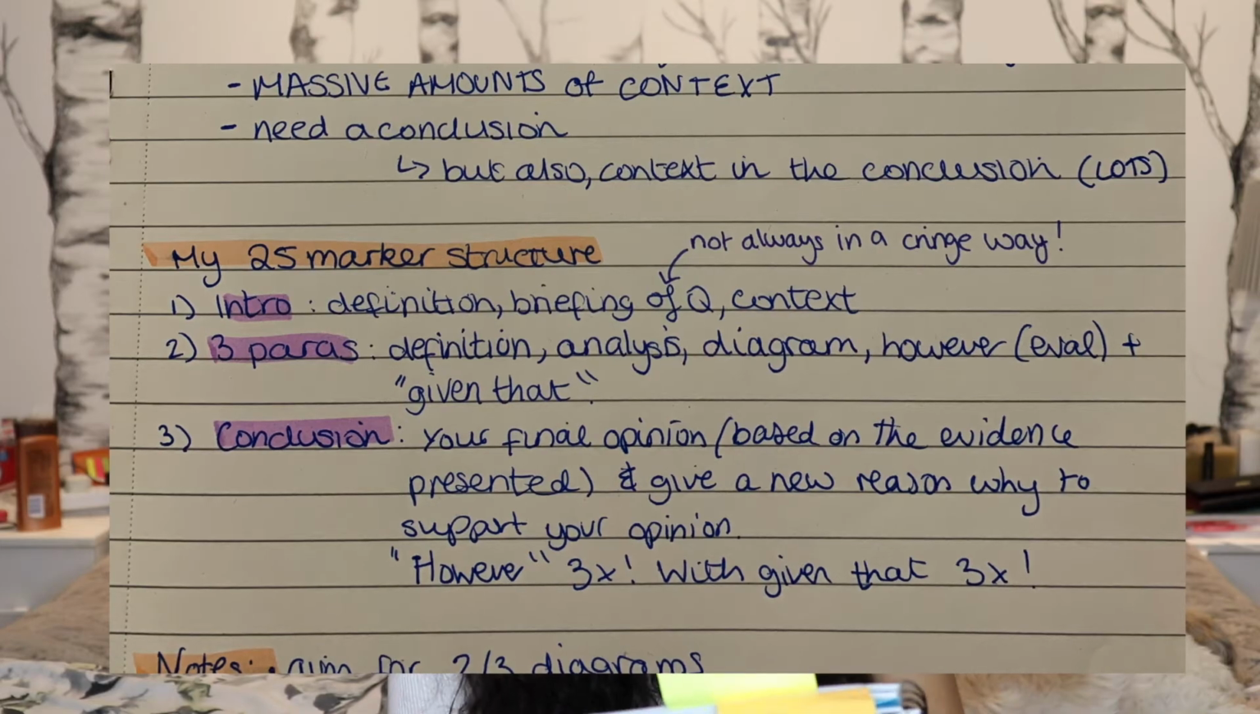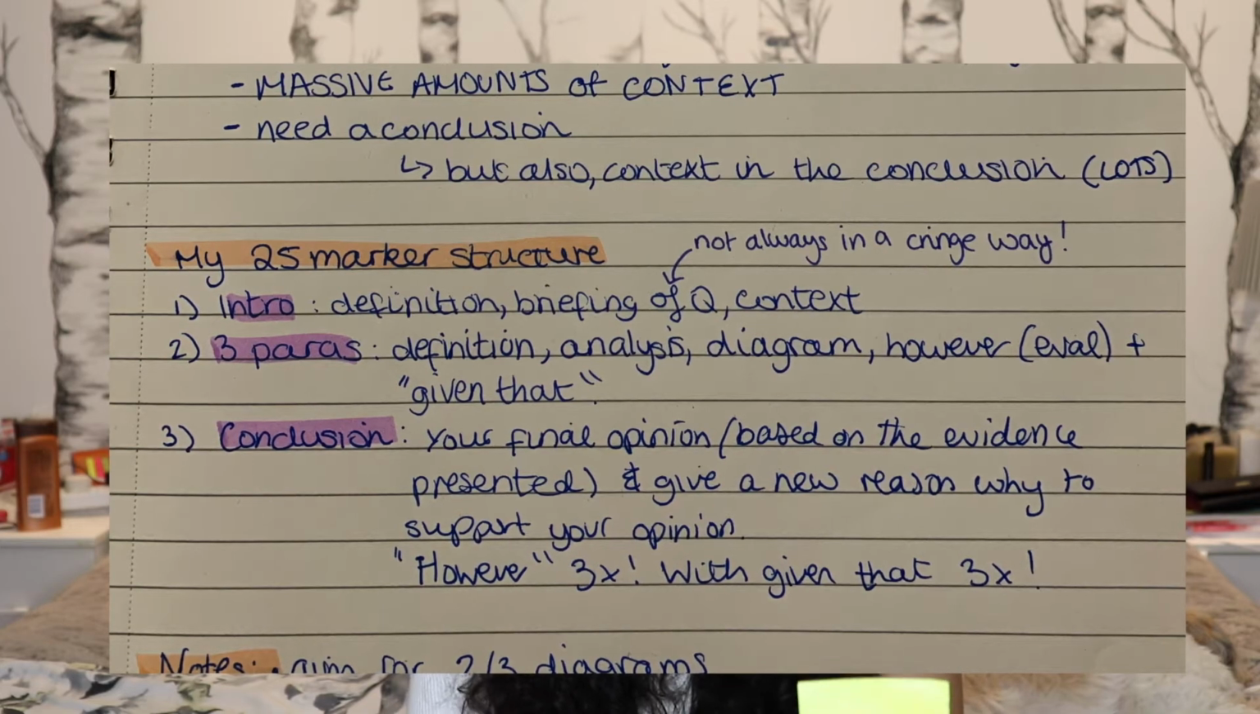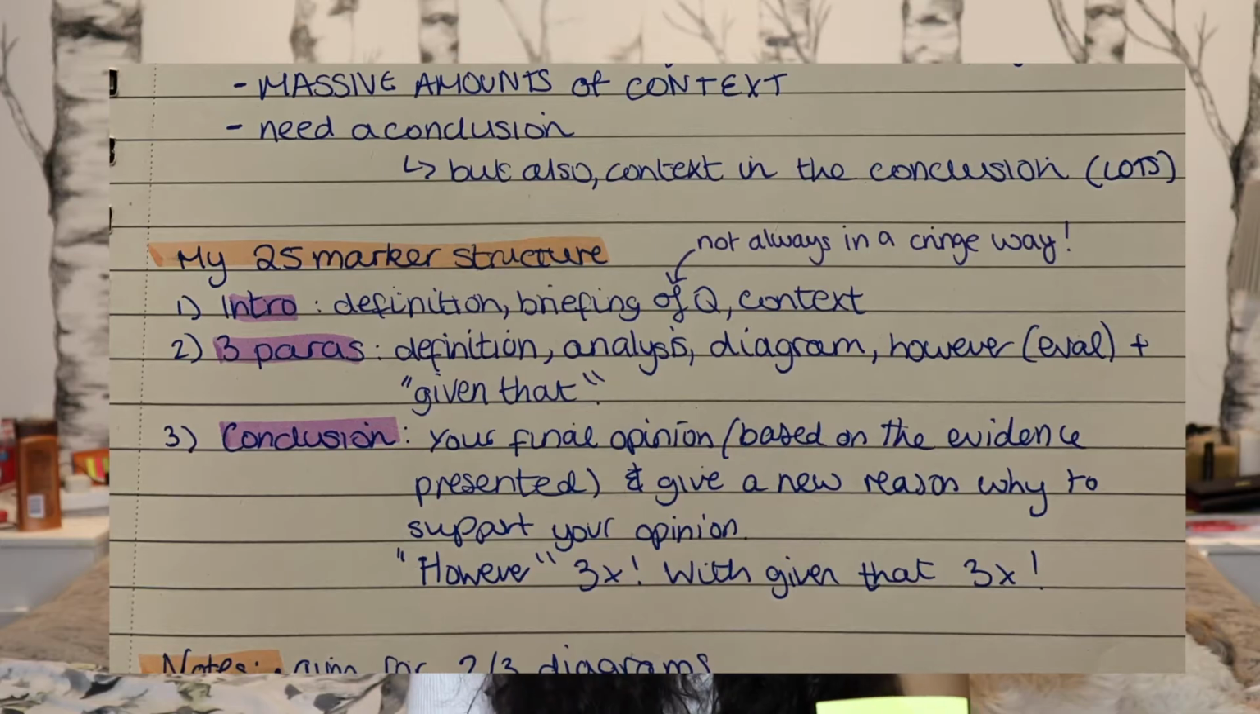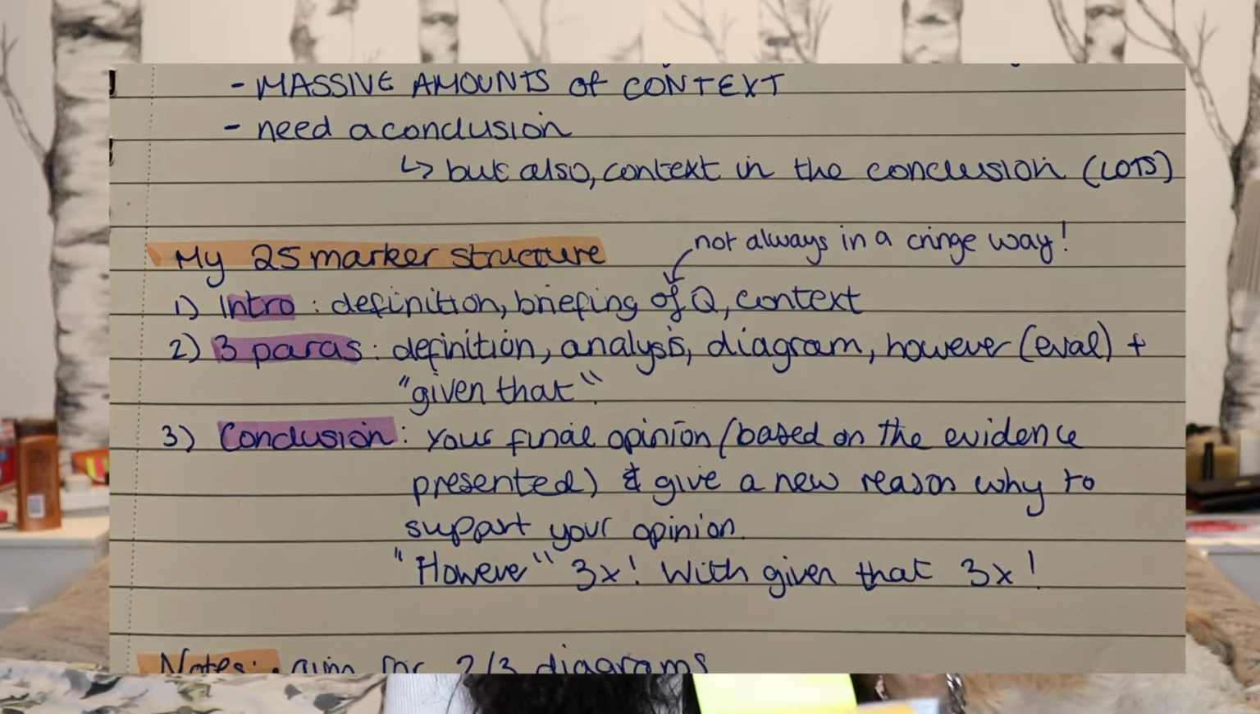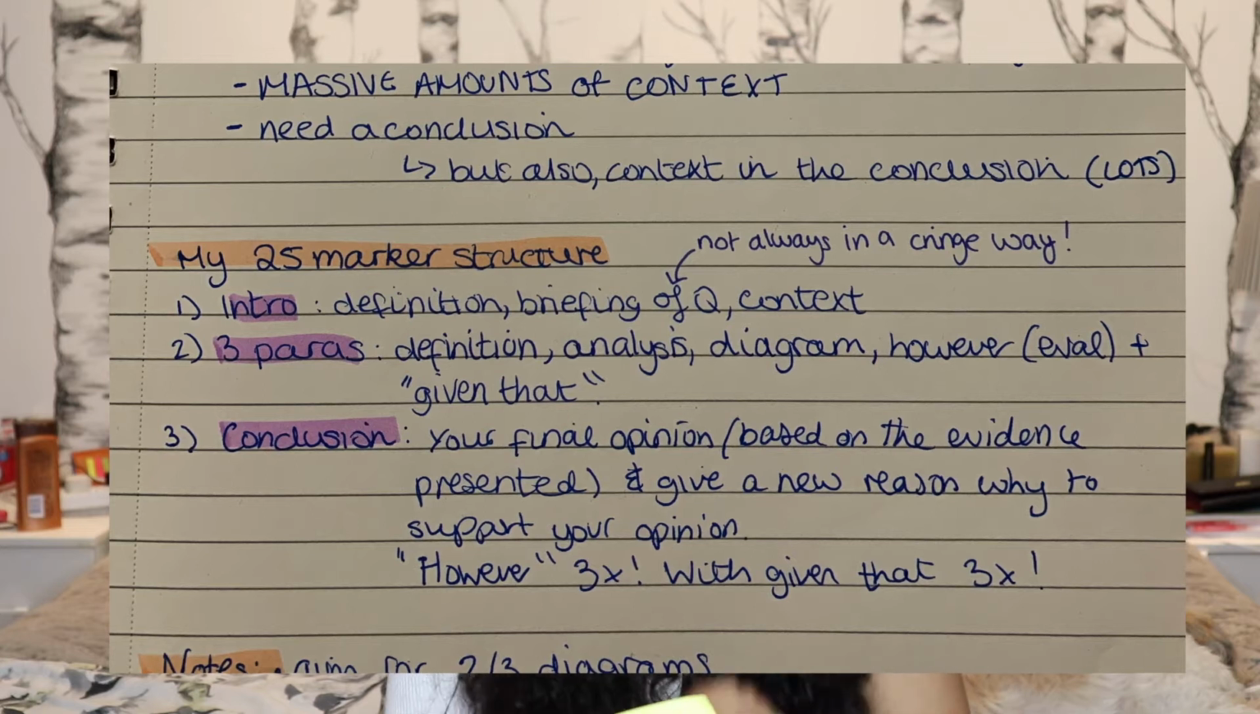You want to support whatever point you're making in your introduction with a little bit of context, background information, just to show you know what you're talking about at every stage of your essay. Then you're going to have 3 paragraphs. So in each paragraph, I would try and aim for a definition. If not, at least 1 to 2 times out of your 3 paragraphs, you want to have another definition besides your introduction definition. And then of course you have your chains of analysis, and then you want to have a diagram. I would aim for at least 2 diagrams. If you can do 3, even better.